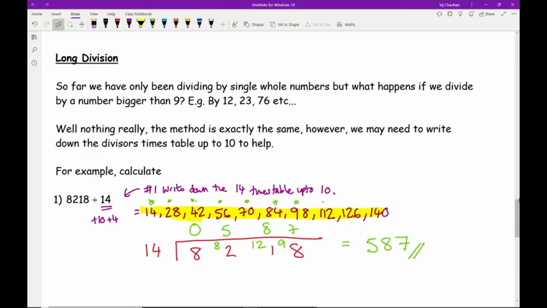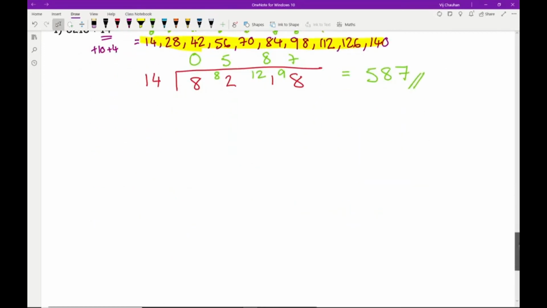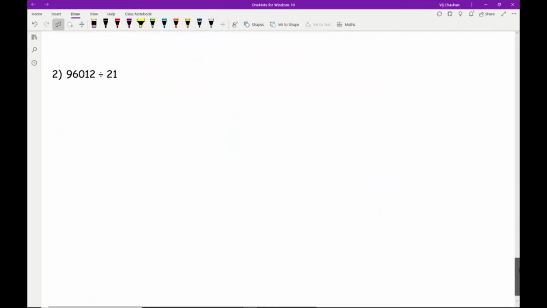So let's have a look at one last example looking at long division. So again, what I'm going to do is start by slowly writing the 21 times table. So I've got 21, 42, 63. So again, how I want to do this is plus 20 plus 1. So plus 20 gives me 83, plus 1, 84. And again, going from this, it does take you a bit of time, but it's worth it because it just makes the question a whole lot easier.